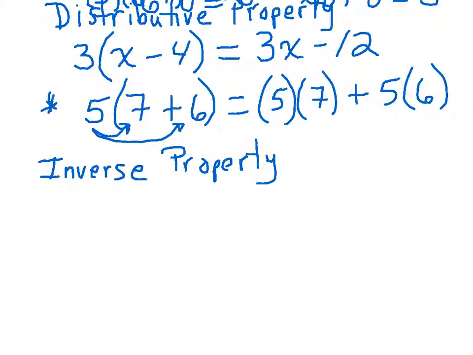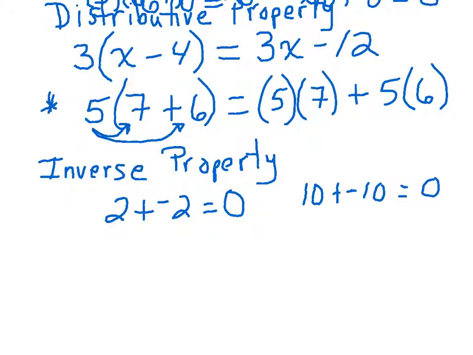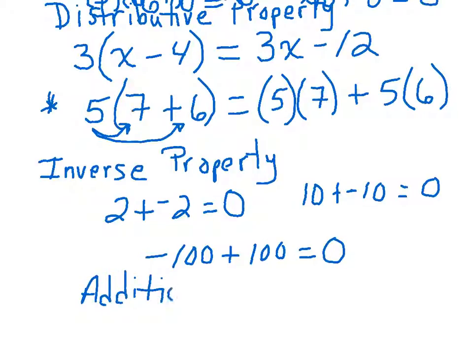For addition, all it means is that if you have a number and you add its opposite, you get 0. That's all it means. 2 plus negative 2 is 0. Another example would be 10 plus negative 10, and that equals 0. So it's just showing you that if you add the opposite, you get 0. I suppose we could flip it around and do negative 100 plus its opposite, which is positive 100, equals 0. So that's your inverse property of addition.